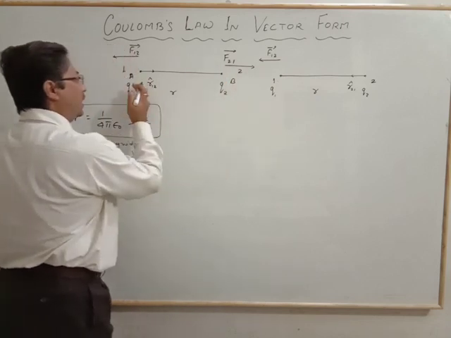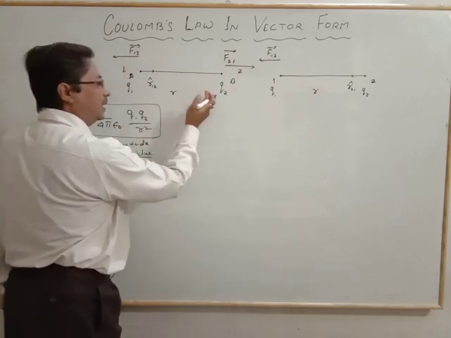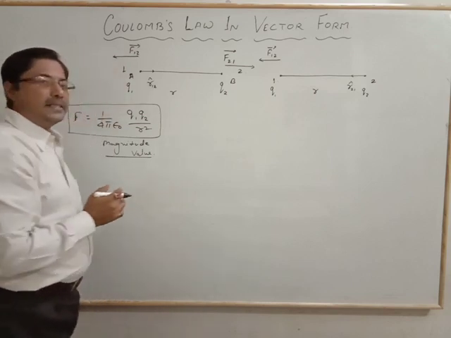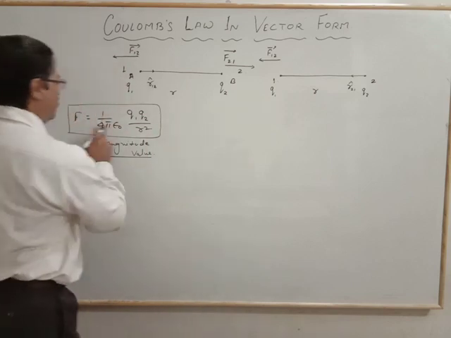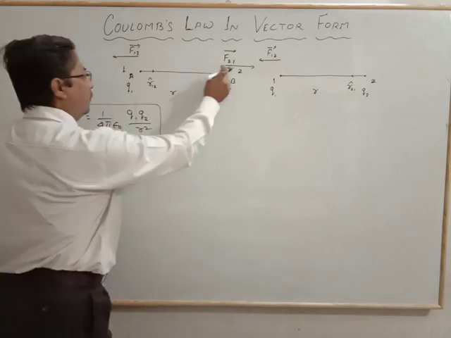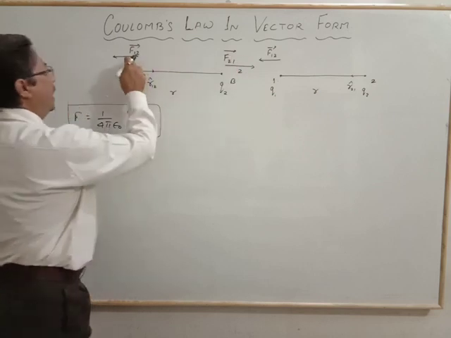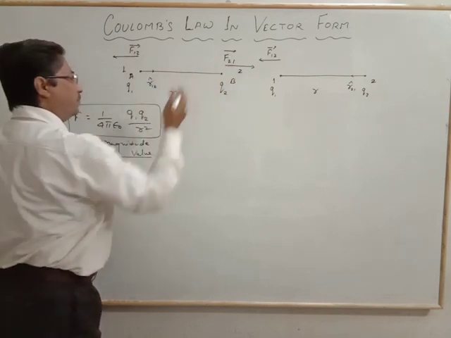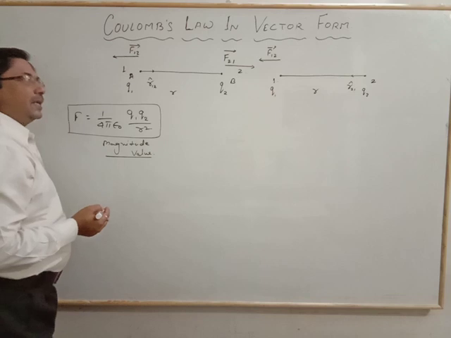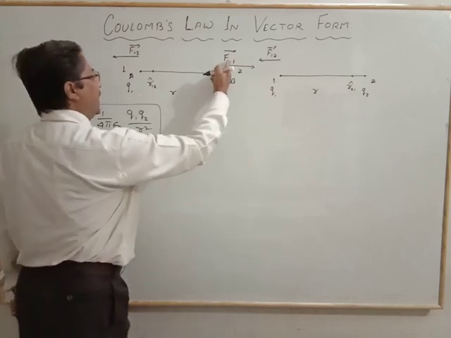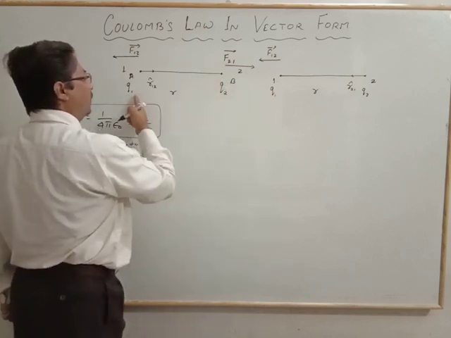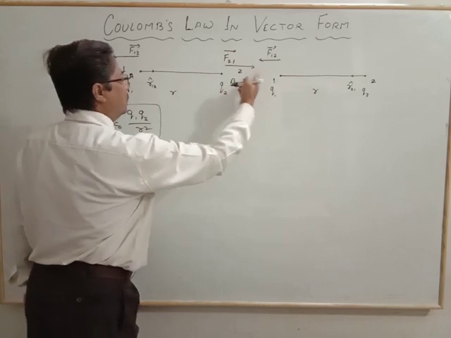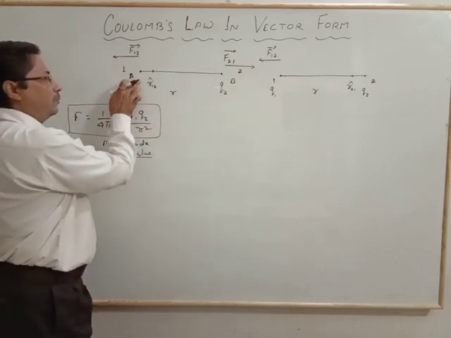If it is negative charges, with one negative and another positive, in that case it is attractive. Now the magnitude of the force is given, and the force F12 has a direction. That means it acts on the second due to the first, and the direction is outward.